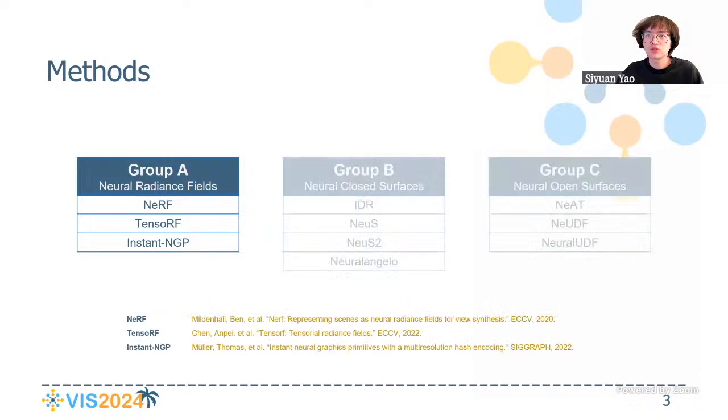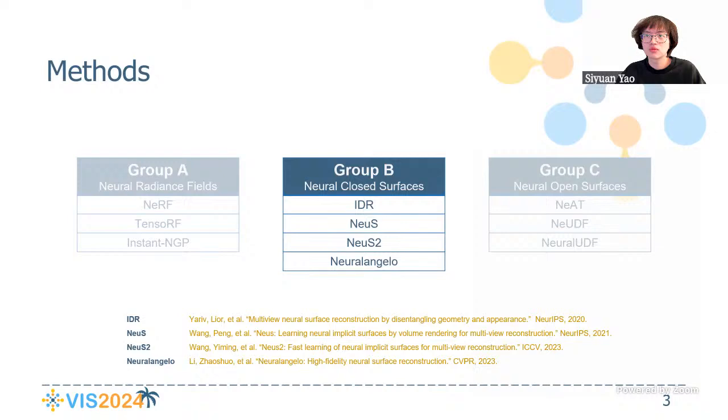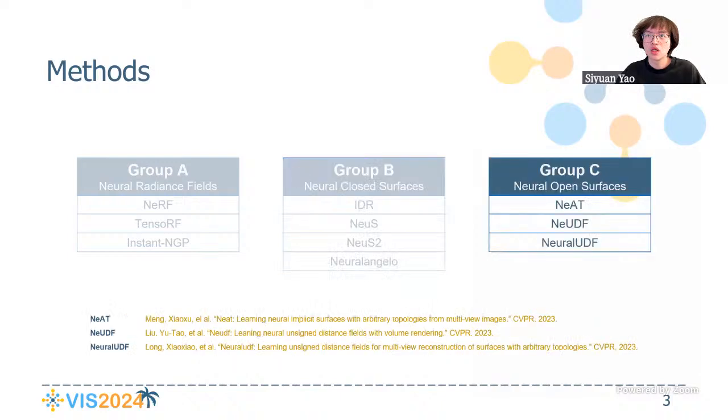The first group consists of neural radiance fields, including NeRF, TensoRF, and Instant NGP. The references are listed below. The second group covers neural closed surfaces, which includes IDR, NeuS2, and Neuralangelo. And Group 3 focuses on open surface methods, including NeAT, NUDF, and NeuralUDF.